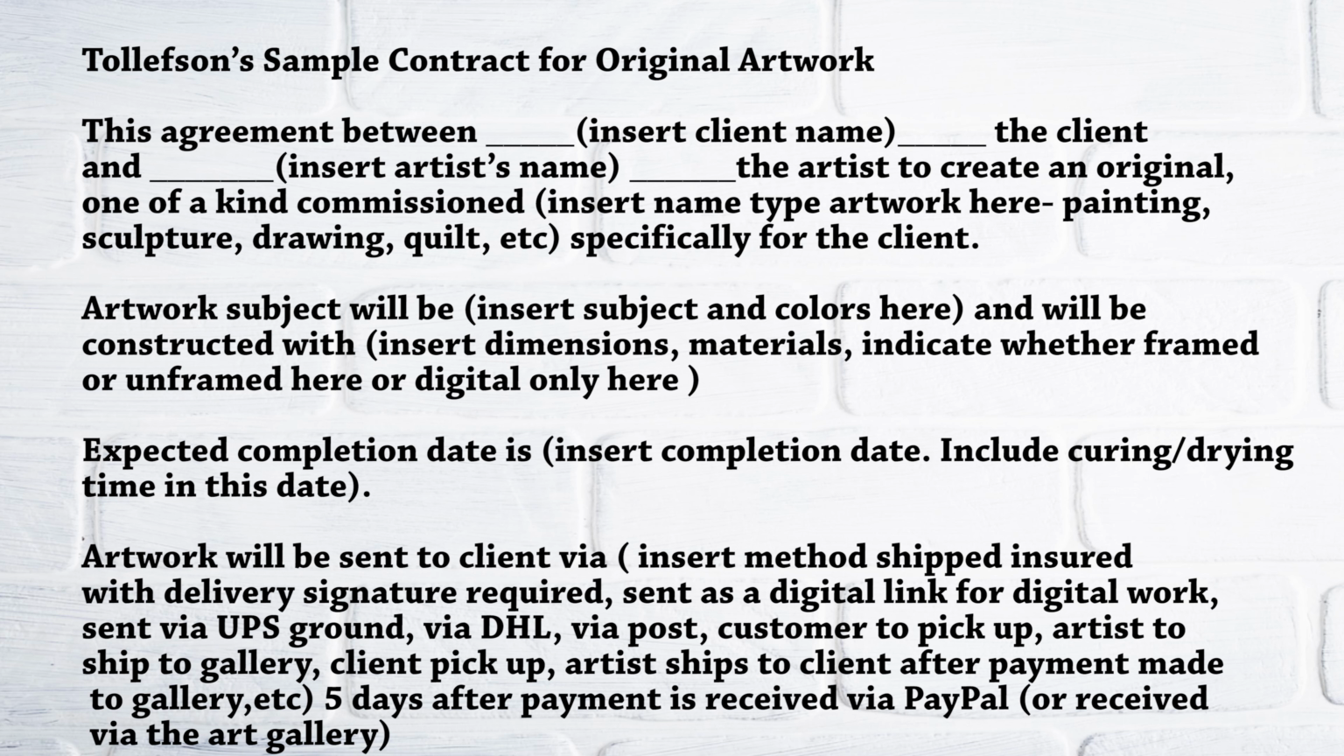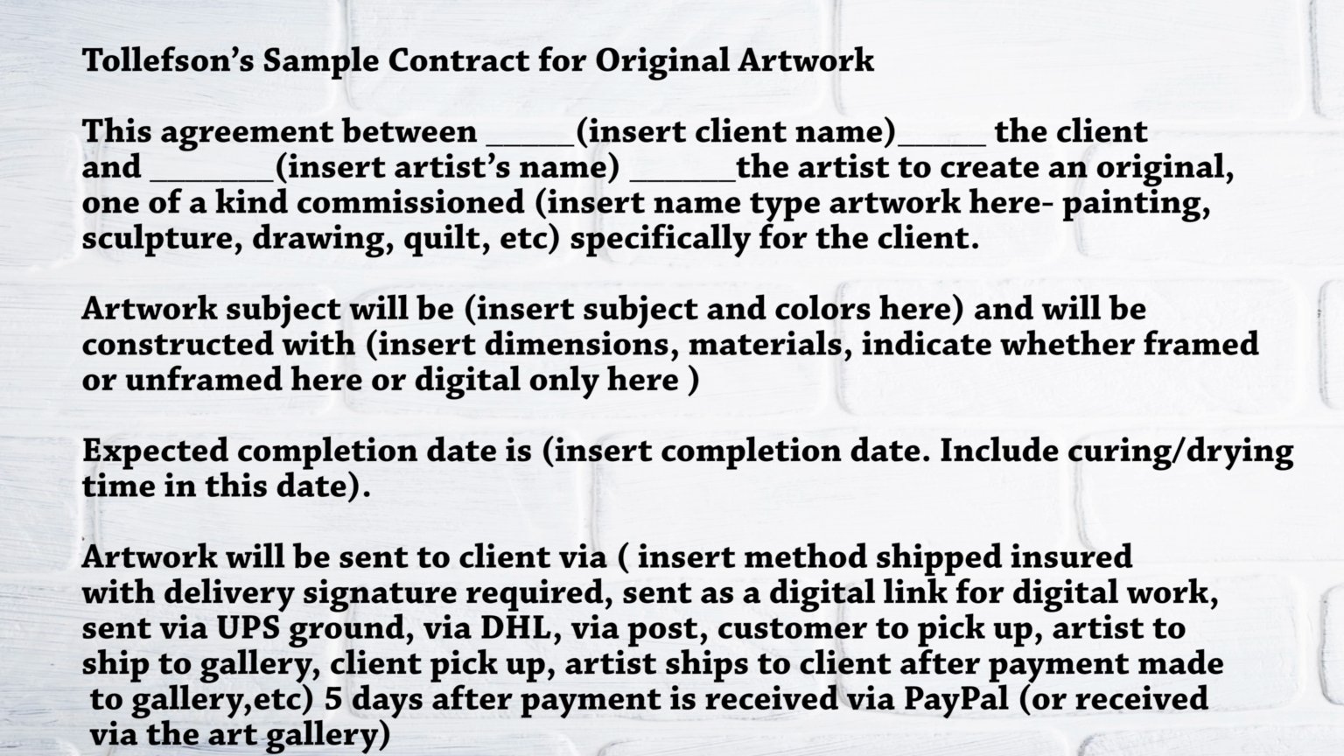So the description could look something like, here's an example, Tollefson's sample contract for original artwork. This agreement is between, and then you'd insert the client name, the client, and then your name, the artist, to create an original, one-of-a-kind commissioned art, and then you would say like colors and that type of thing, or a description of what you're making. And it will be constructed from, and then you'd have the dimensions, the materials.